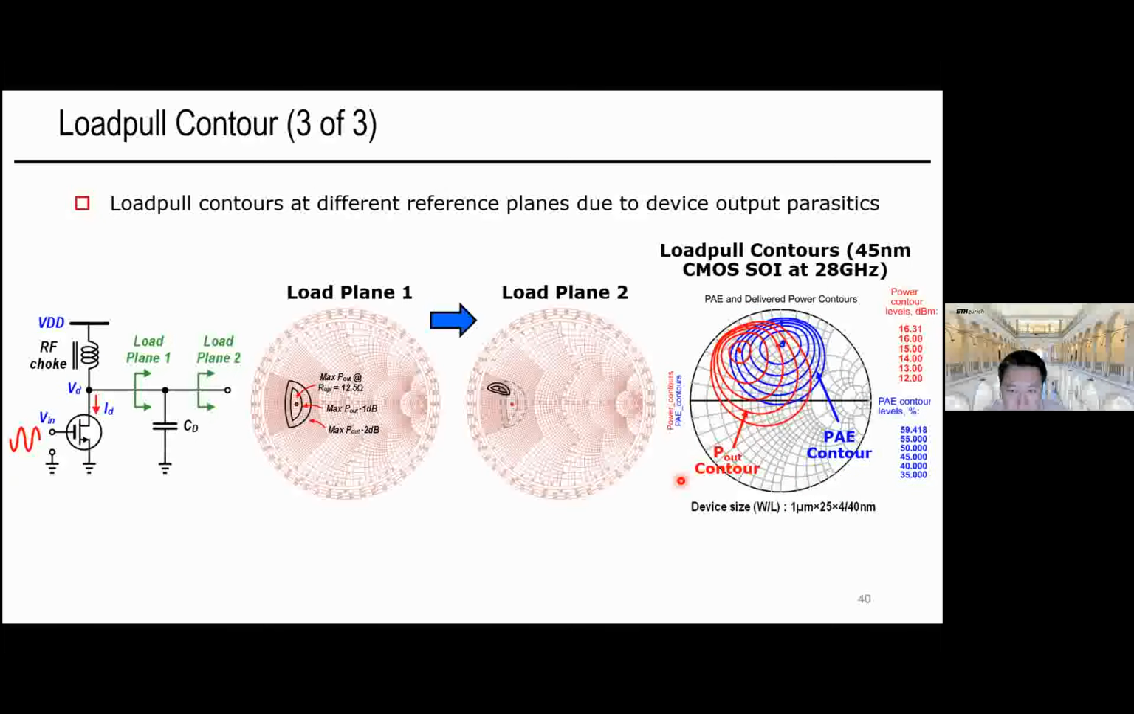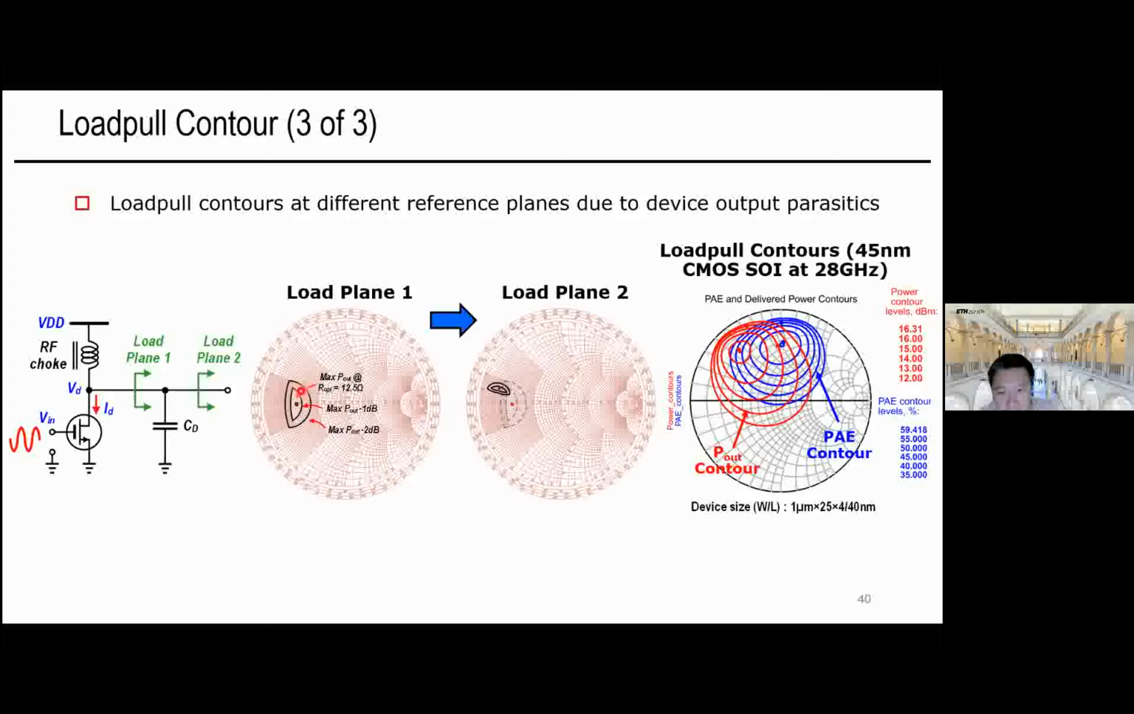Now, if we combine the two together, this forms the full Loadpull contour with the same output power and the same power degradation factor. Then we can plot this contour for different levels of K as a set of contours. This is essentially where the Loadpull contour comes from.